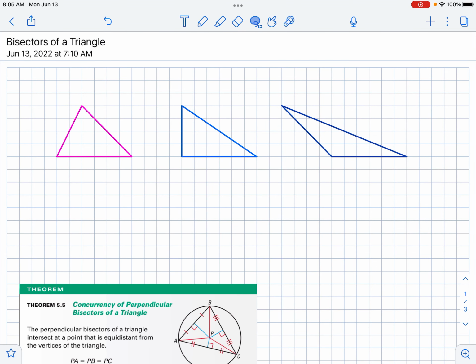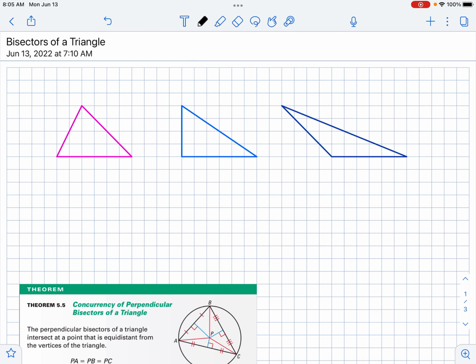We're going to look at bisectors of triangles, two types. We're going to look at perpendicular bisectors of the sides of a triangle and then bisectors of the angles. But first, the sides. Now, I've got three triangles here. Let's look at this first one.